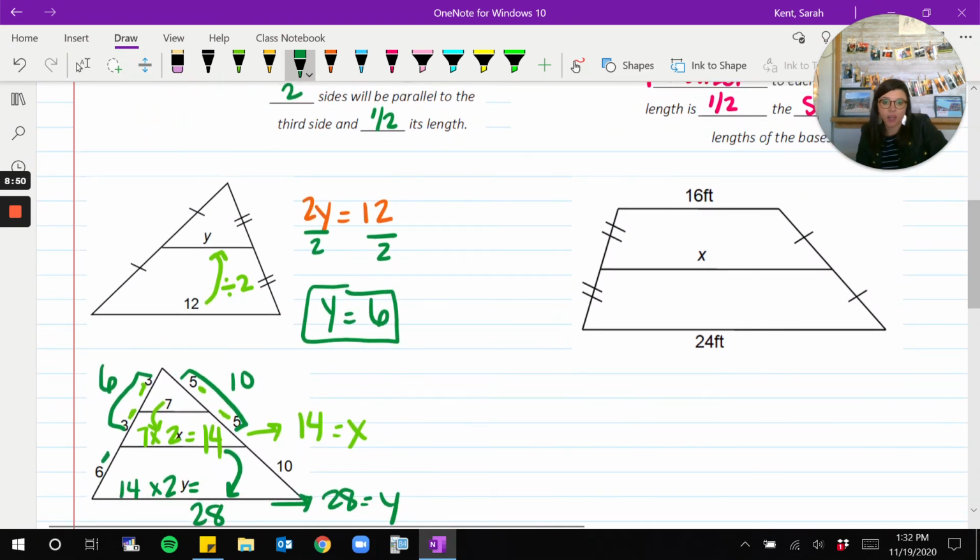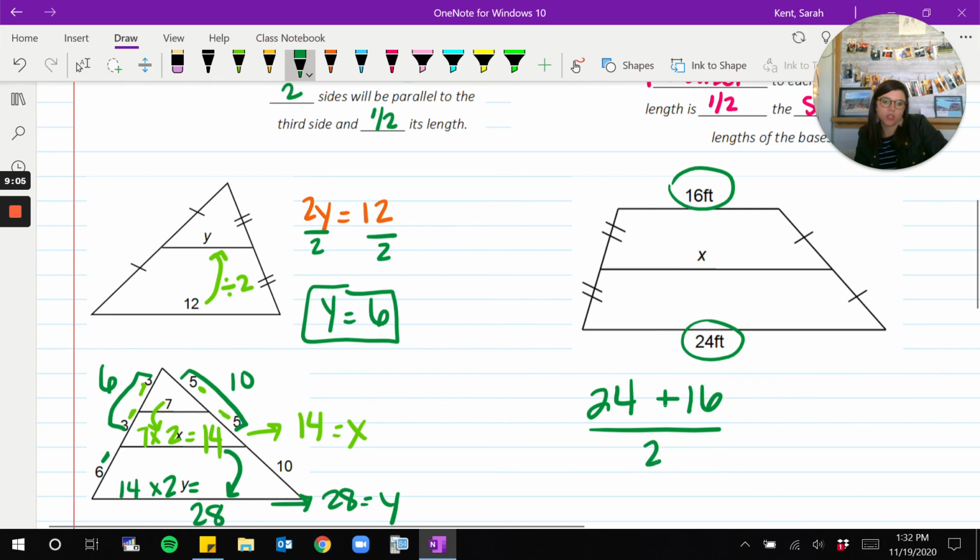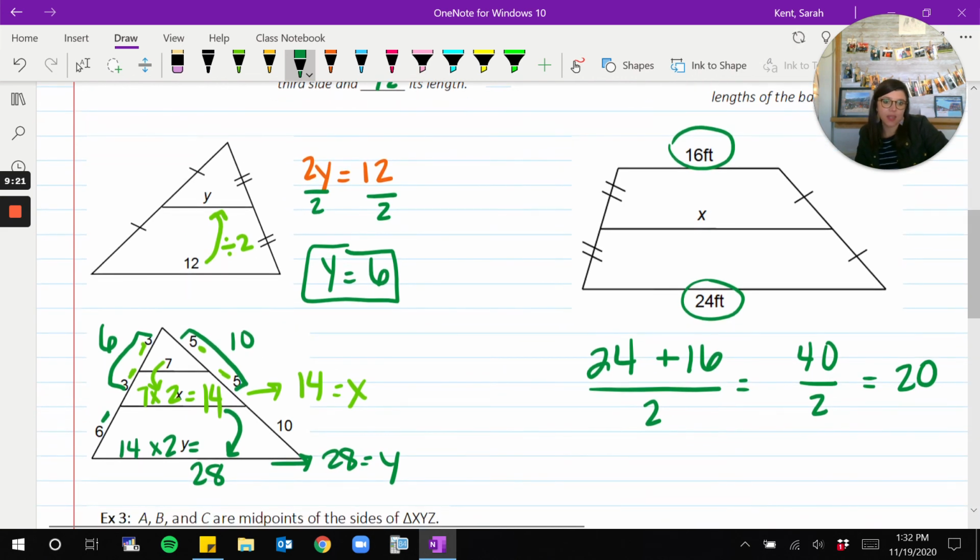Here I have another trapezoid. To start, I want to take the bottom, 24, and add it to the top, 16. Then we'll divide by 2. 24 plus 16 will end up getting us 40, and then we divide by 2 to get 20. So in the end, x equals 20.